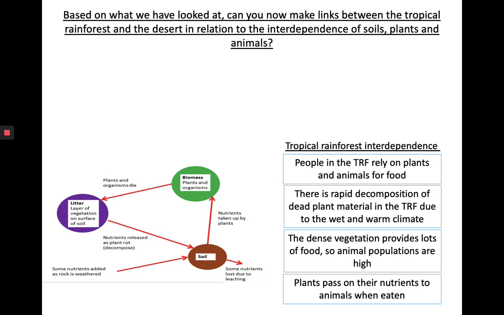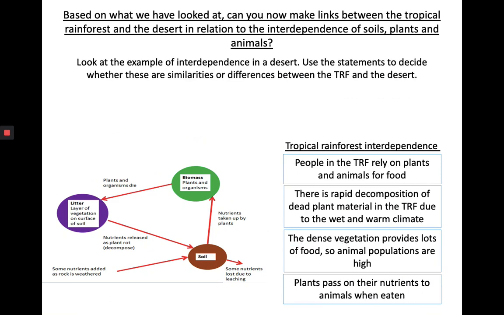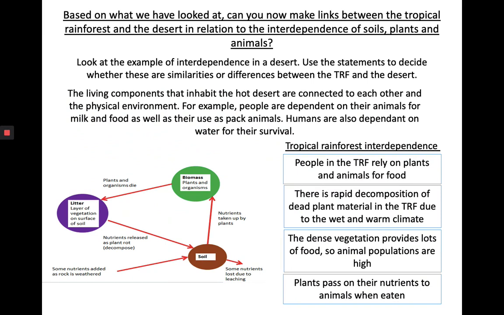Okay, so we've looked into a little bit about deserts and we've looked at how people can impact the interdependence. So what I'm going to show you is an example. You're going to look at an example of interdependence in a desert, and then you're going to use the statements here about tropical rainforests to see whether you can decide whether they are a similarity or a difference between the tropical rainforest and the desert in terms of interdependence. So the example is, the living components that inhabit the hot desert are connected to each other and the physical environment.